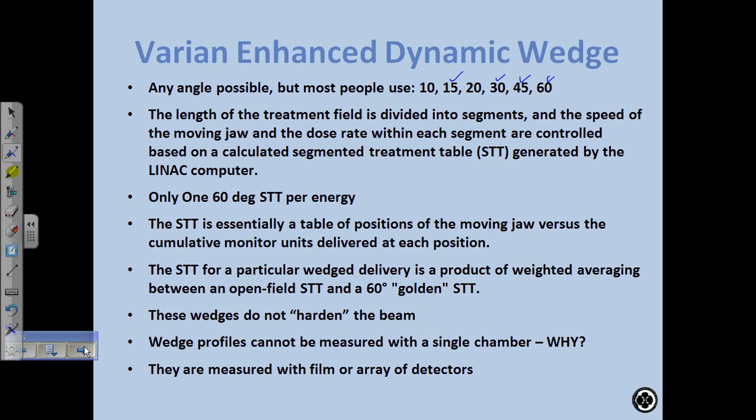And actually, there's only one table for a 60-degree wedge. This table is then modified for the other angles. So the STT, segmented treatment table, is essentially a table of position of the moving jaw versus cumulative monitor units, as I just said. The STT for a particular wedge delivery is a product of wedge averaging between an open field STT and a 60-degree golden STT table.